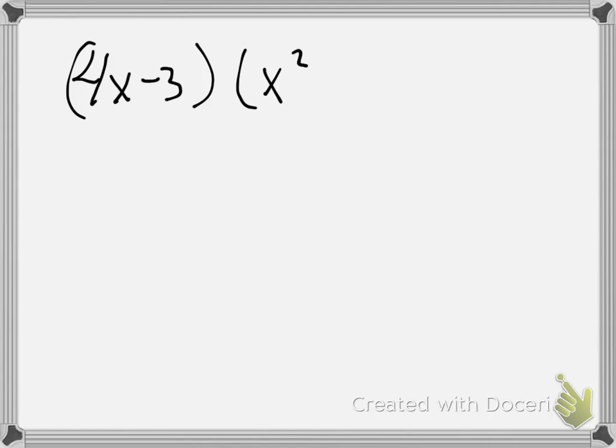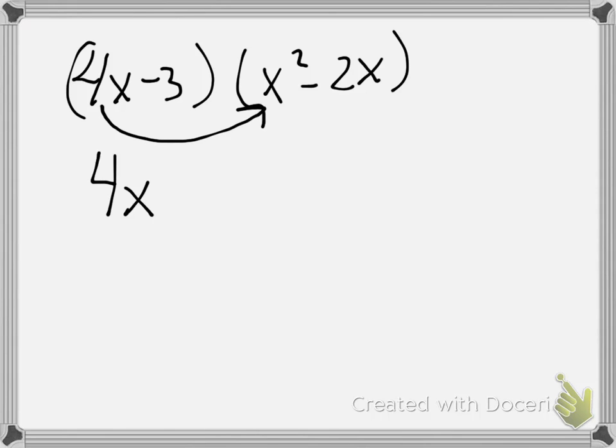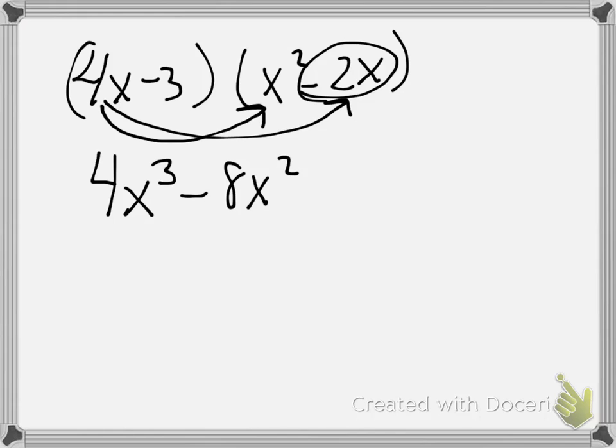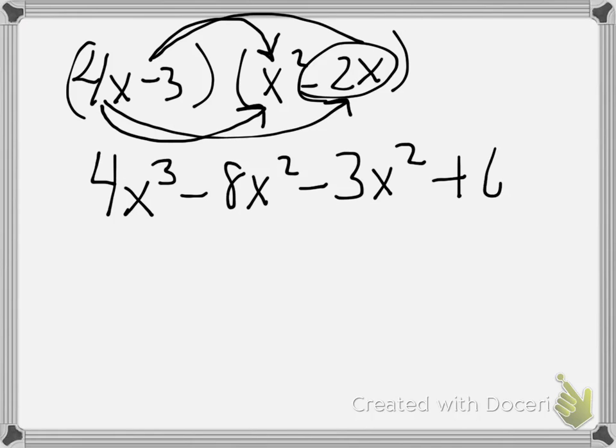And the last one in that section is 4x minus 3 times x squared minus 2x. You might try this one on your own, hit pause, try this one on your own, and then look to see if you could get it right. So 4x times x squared is 4x cubed. 4x times negative 2x is negative 8x squared. Negative 3 times x squared is negative 3x squared. And negative 3 times negative 2x is positive 6x.